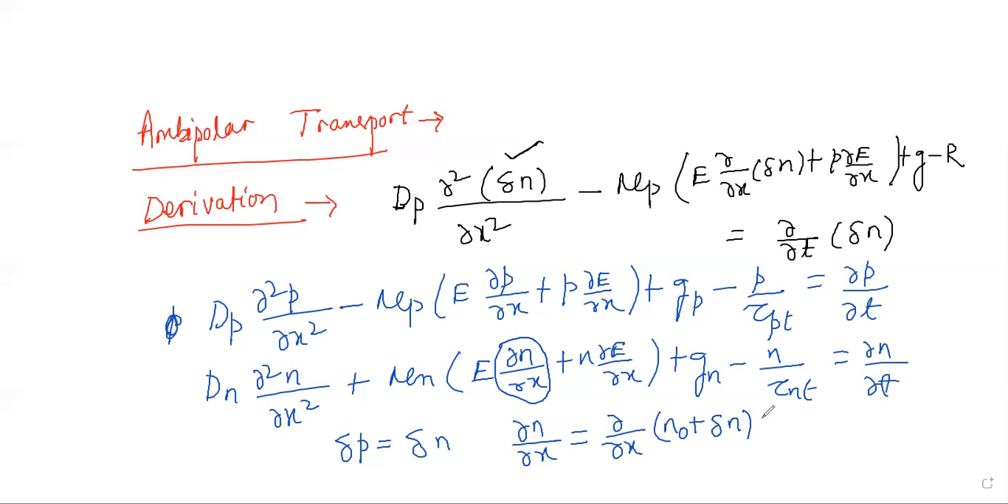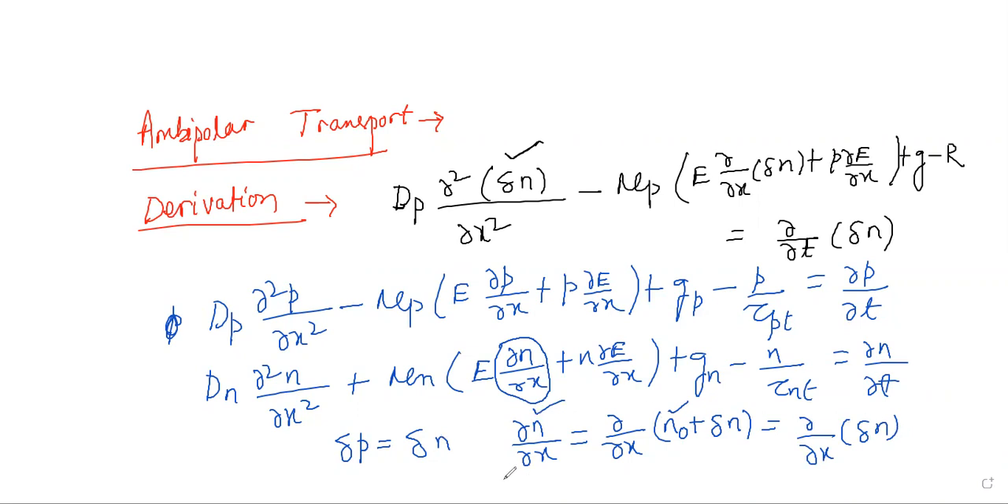the excess carriers that we got. So we can write del by del x of n0 plus delta n. Here you can see this n0 value is constant and only delta n will remain, so del by del x of delta n will exist. So for del n by del x, we can write del by del x of delta n.